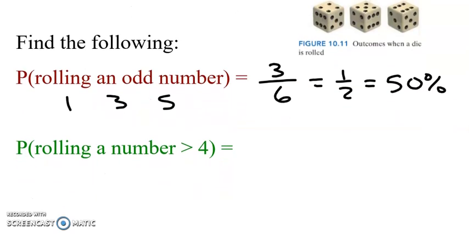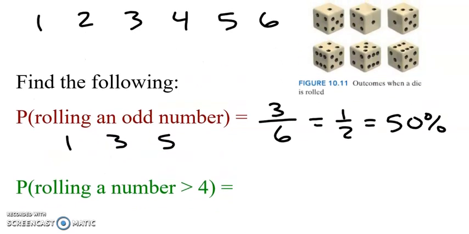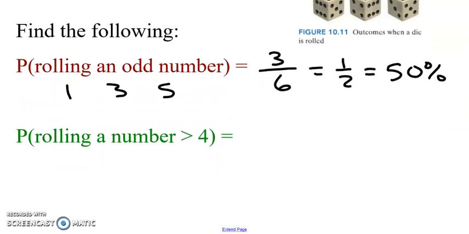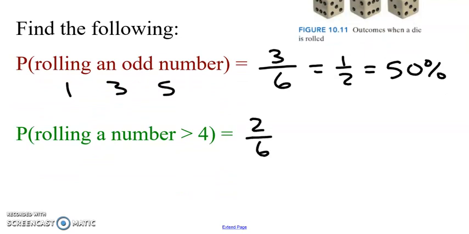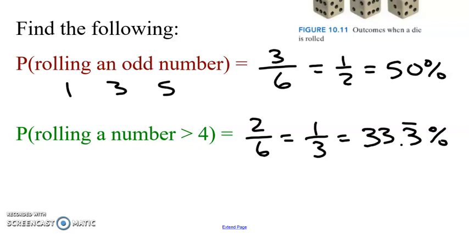Now rolling a number greater than 4, go back to my sample space. Because it's such a small sample space, this is not one that we need to likely look at our sample space as often as some other examples, but just to double check, I see that we've got just 2 numbers there, greater than 4. So that's 2 out of 6, or 1/3. Usually I do 1 decimal, so 33.3%.